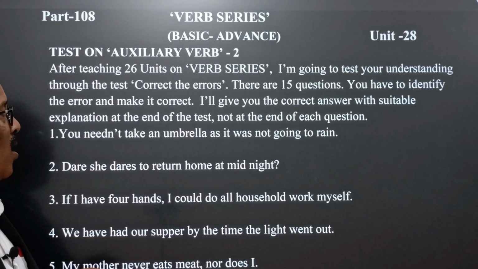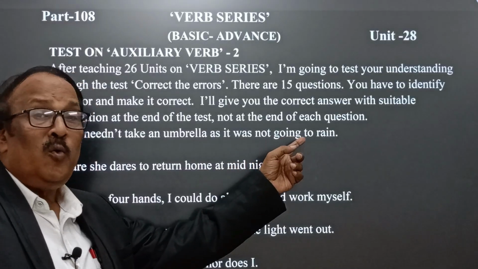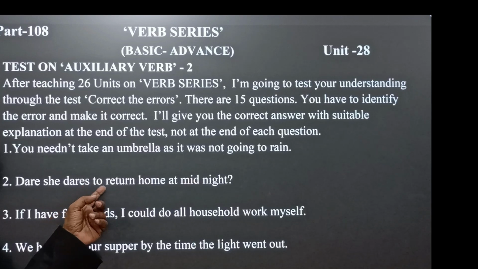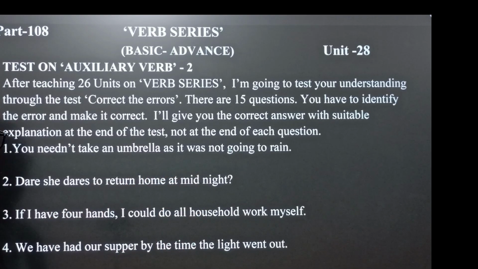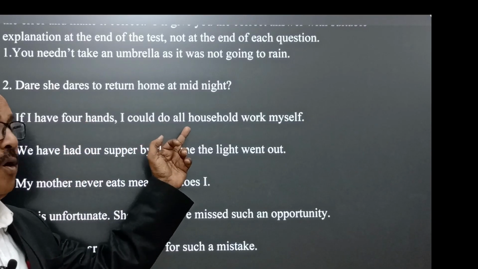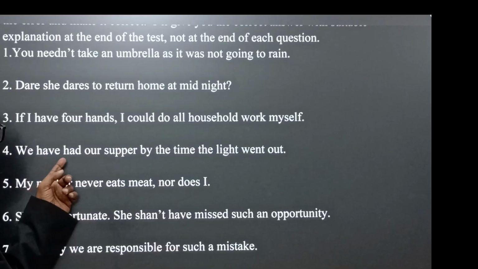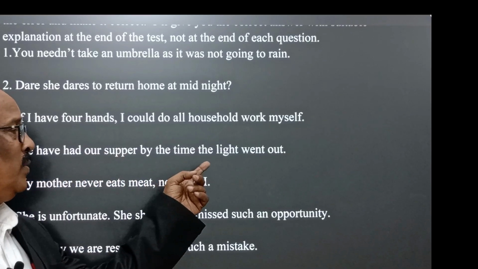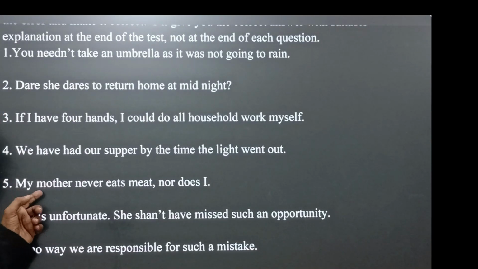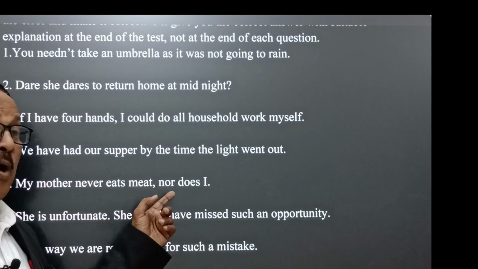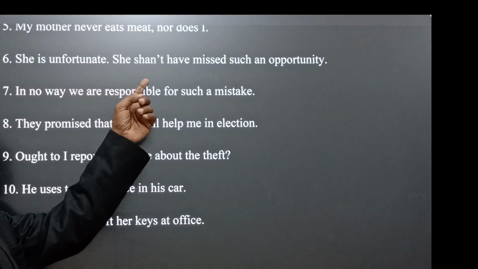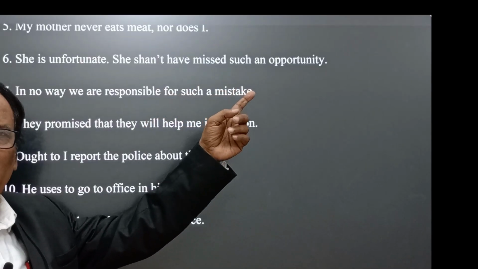You needn't take an umbrella as it was not going to rain. Come to number 2. Darcy dares to return home at midnight. Question number 3. If I have 4 hands, I could do all household work myself. We have had our supper by the time the light went out. Now come to question number 5. My mother never eats meat, nor does I. Question number 6. She is unfortunate. She shan't have missed such an opportunity.